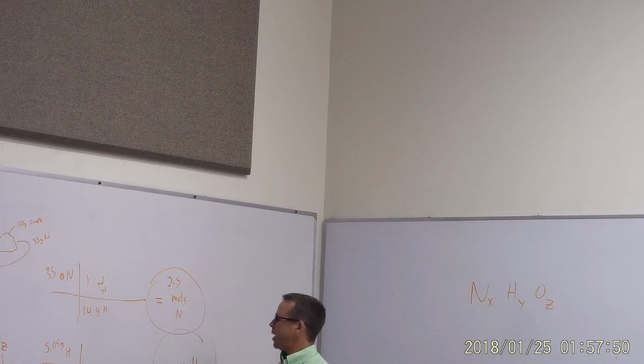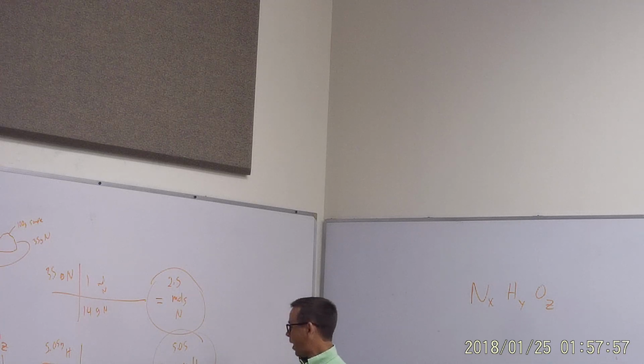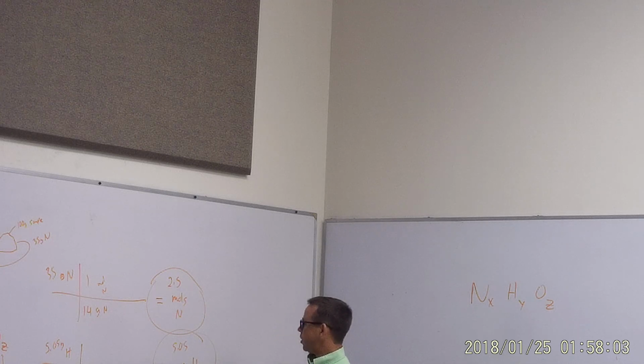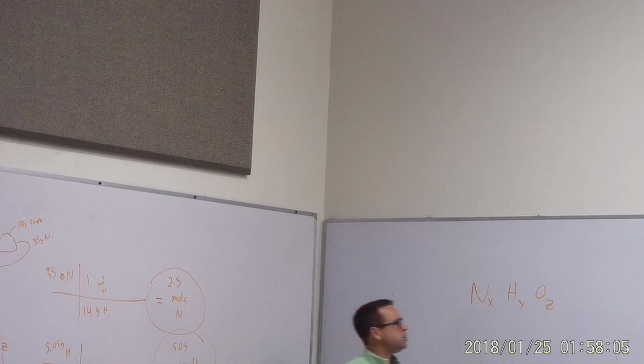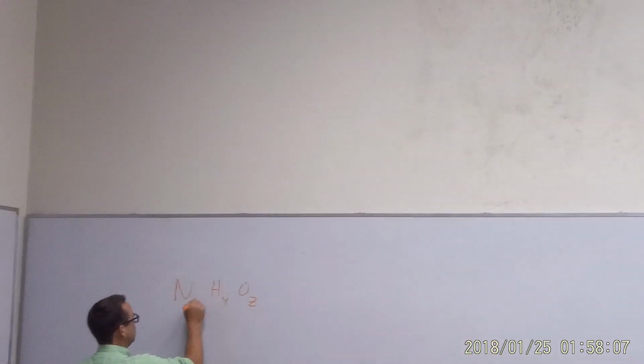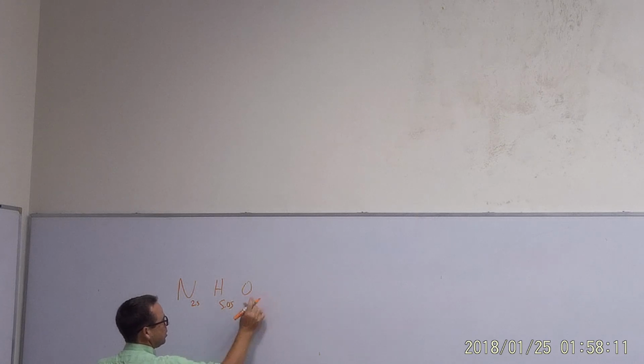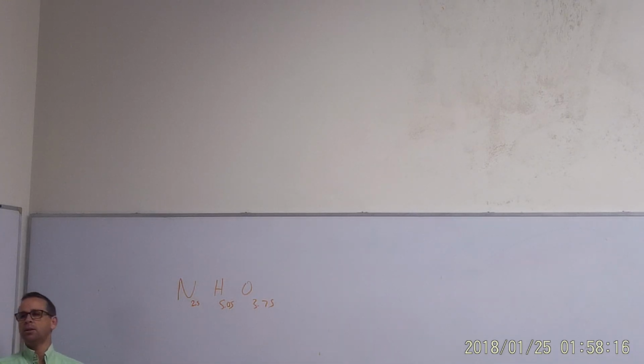2.5 moles of nitrogen. How about hydrogen? 5.05. And then oxygen? 3.75. That's a good starting point for us. So nitrogen, 2.5. Hydrogen, 5.05. Oxygen, 3.75. All right. This is not a finished empirical formula, is it?